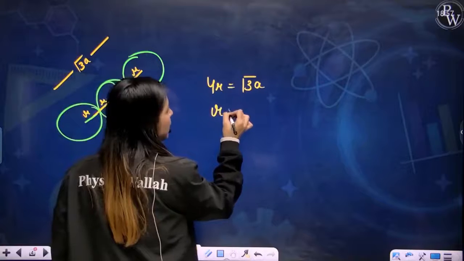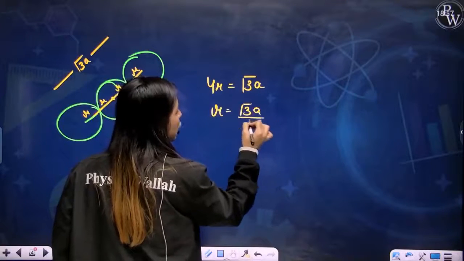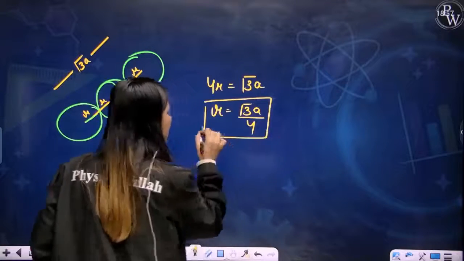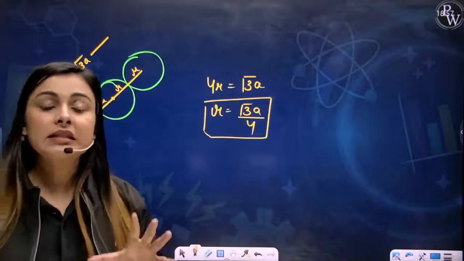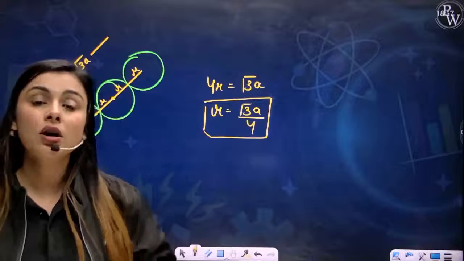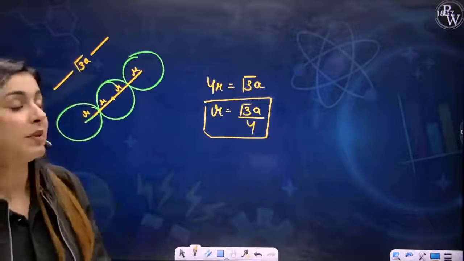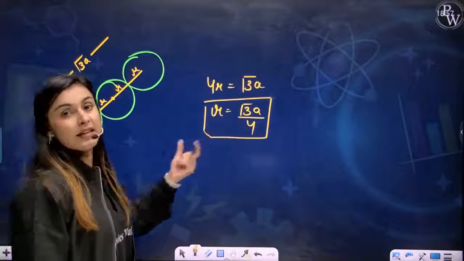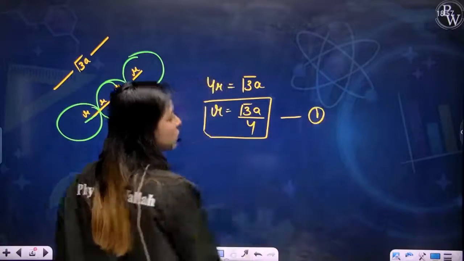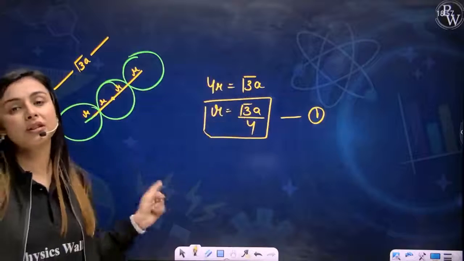So r will be equal to root 3a upon 4, my dear students. This is the relation that you need to calculate. This is the relation that comes out for a body centered unit cell between the radius and the edge length. Now we will use this. Let's say that this is your first equation.